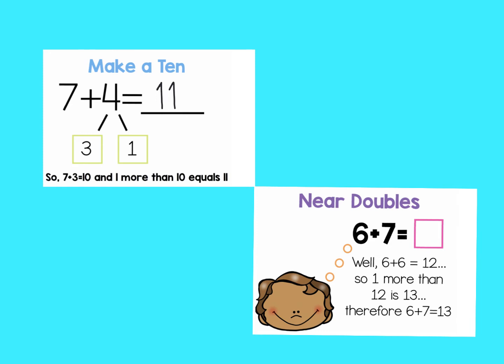And then we also have the near doubles method. The near doubles method is where the student thinks, well, I don't know what 6 plus 7 is off the top of my head, but I do remember 6 plus 6 equals 12. So therefore, if I add one more, 12 is 13. So we know that 6 plus 7 equals 13. This is a great way to remind the students before we get into larger numbers.